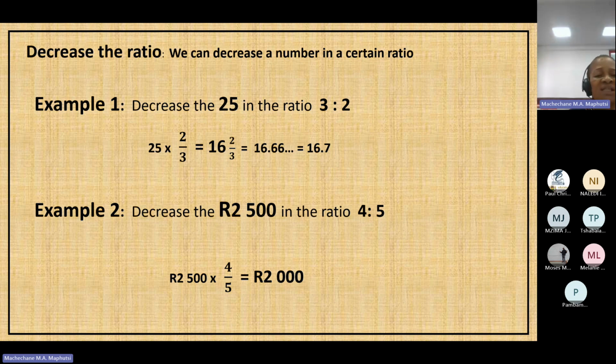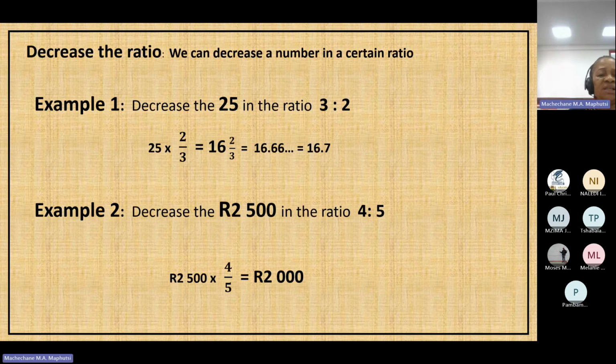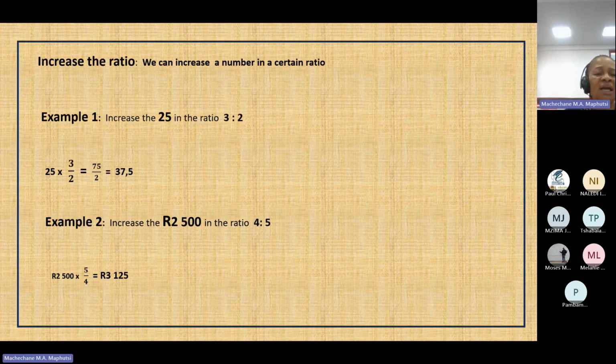So now let's check. Did we decrease? Yes, we did, because 2.5 now has been decreased to 2,000. Okay, so now we go to the last part, which is increasing the ratio.